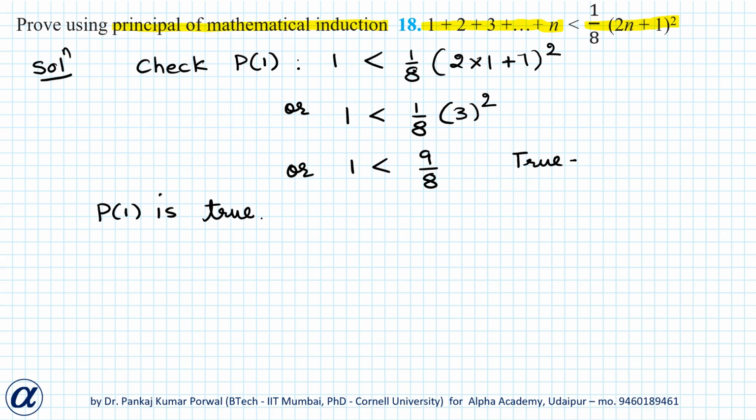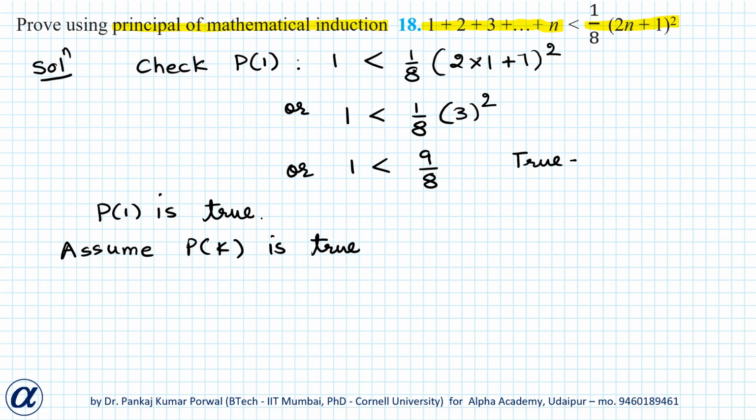Next step is the inductive step, where we assume that P(k) is true, and using that we have to show that P(k+1) is also true. So let's assume P(k) is true. The statement for P(k) can be obtained by substituting n = k in our inequality.